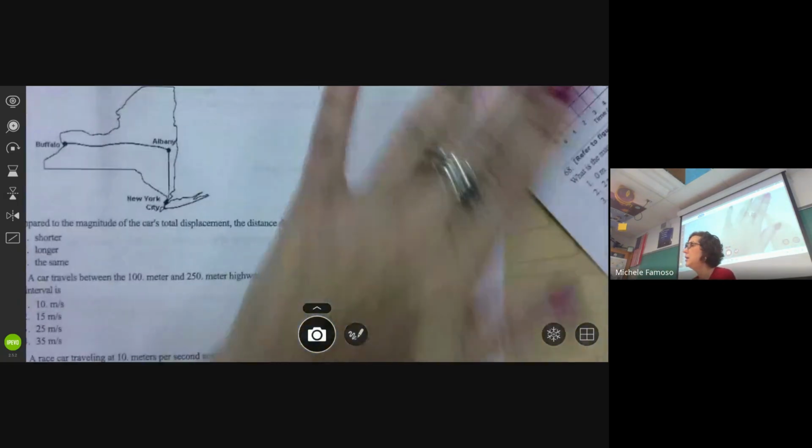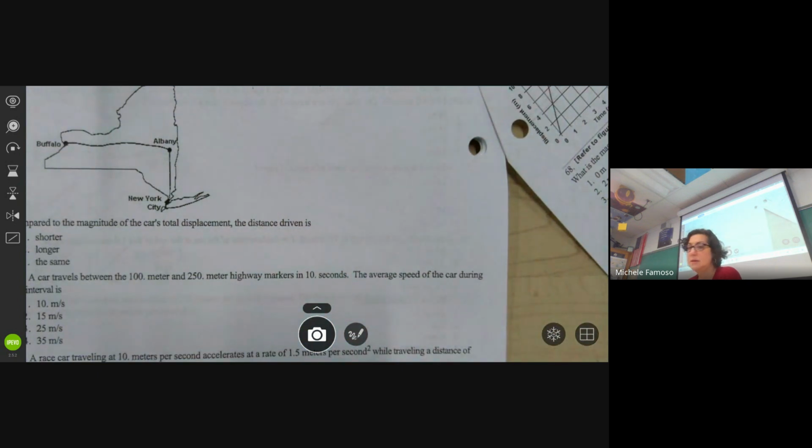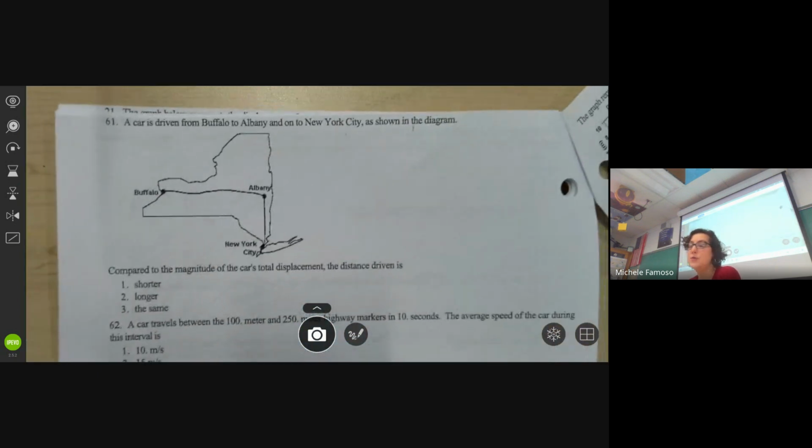All right, next 2 pages. That finishes the packet through question 70. Anything through 70? All right, 66.